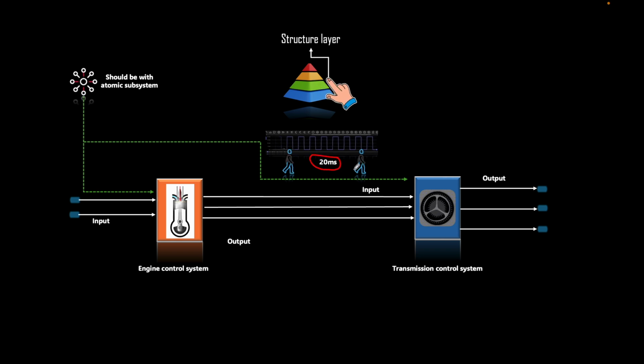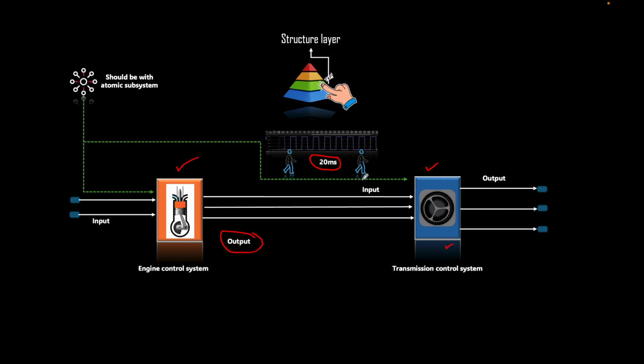For example, suppose this is an engine control system. You will have an engine model, and you will have a transmission model. Both of them will be connected. The output of the engine will go into the transmission, and it will give some output.